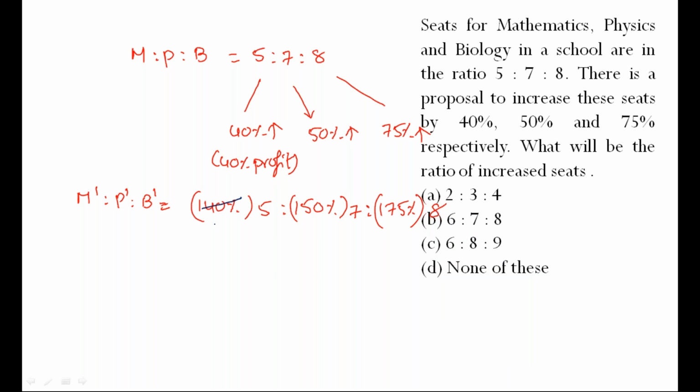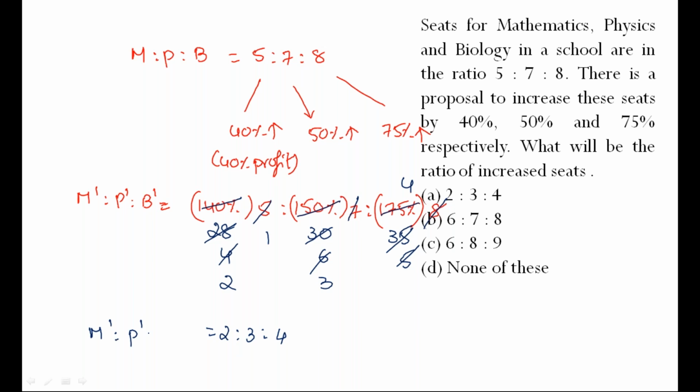Right. So now if you go for this, 5 times 140, 7 times 150, 8 times 175. Now 7 fours, 7 ones, 7 fives, 5 ones, 5 sixes, 5 ones. Now 4, 6, 8. This is 2 twos, 2 threes, and 2 fours. So finally this ratio is 2 is to 3 is to 4.